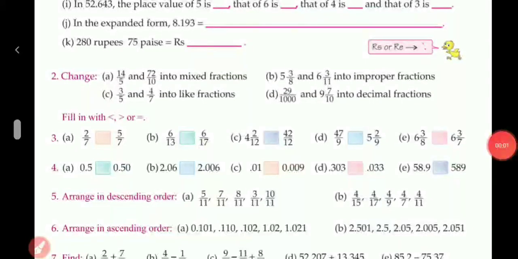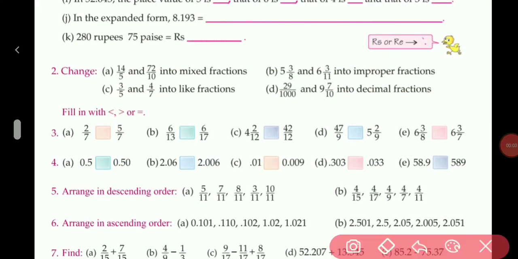Question number 3 and question number 4 are very simple. You have to put less than, greater than and equal to. You can easily solve them. Question number 5, arrange in descending order. Descending order means from largest to smallest. This also you can do.